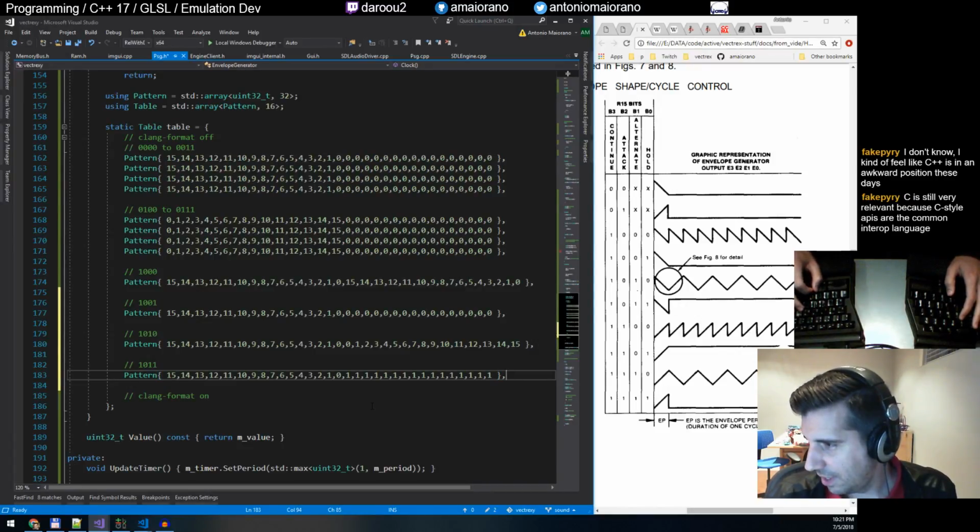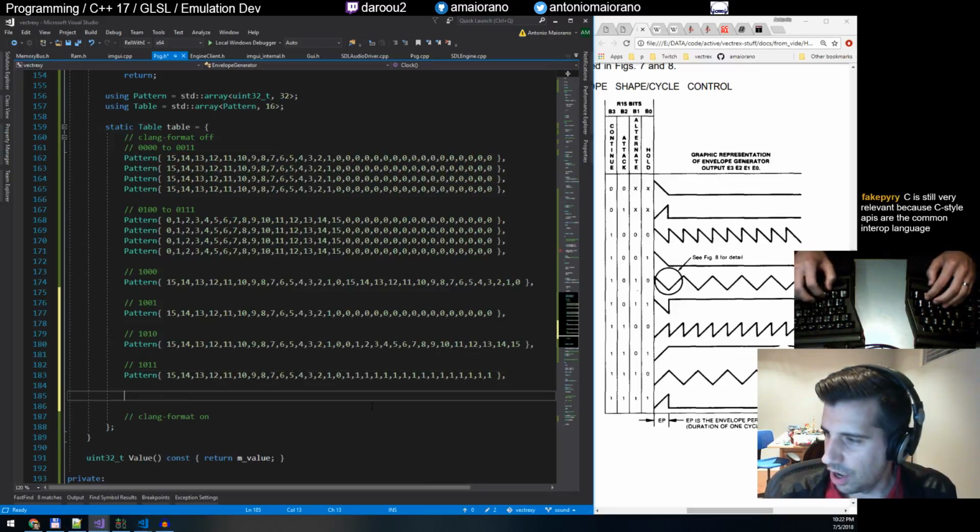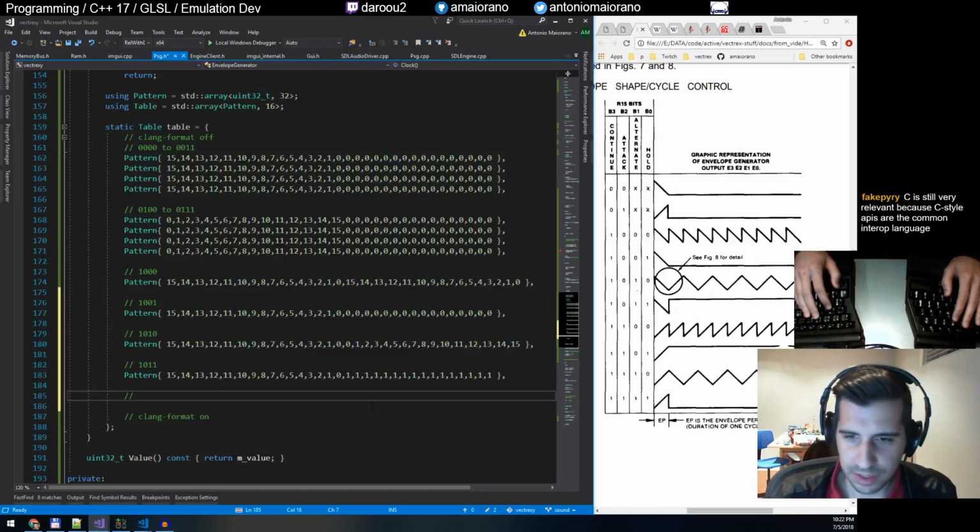Hey, fake Pyrie. I don't know, I kind of feel like C++ is in an awkward position these days. C is still very relevant because C-style APIs are the common interop language. Yeah, that's true about it being common for interop, but I don't know if I would say it's in an awkward position. I think it's actually become a pretty nice language to use.